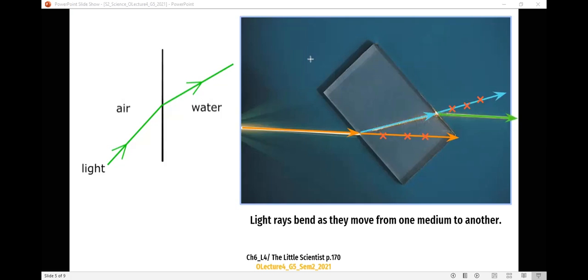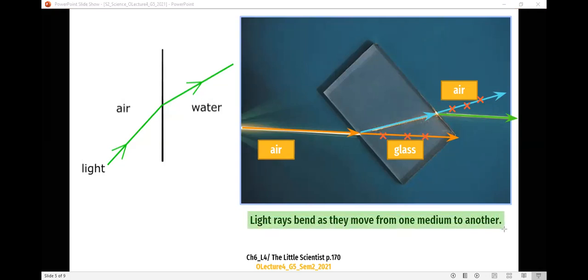So they noticed that when light passes from a transparent place like the air to another transparent place, which is the glass, the light changes its direction and its speed. And also, when light leaves the glass to the air, it changes its direction and its speed. So, when light rays pass from one medium to another, they bend, they change their direction. So, they tried this with other mediums like air and water.